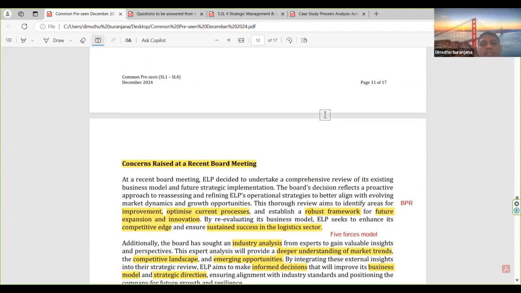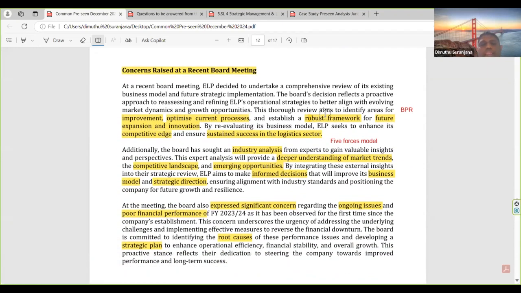Then concern raised at a recent board meeting. At a recent board meeting, ELP decided to undertake a comprehensive review of its existing business model and future strategic implementation. The board decision reflects a proactive approach to reassessing and refining ELP's operational strategies, better aligned with evolving market dynamics and growth opportunities. This thorough review aims to identify areas to improve and optimize current processes and establish a robust framework for future expansion and innovations.